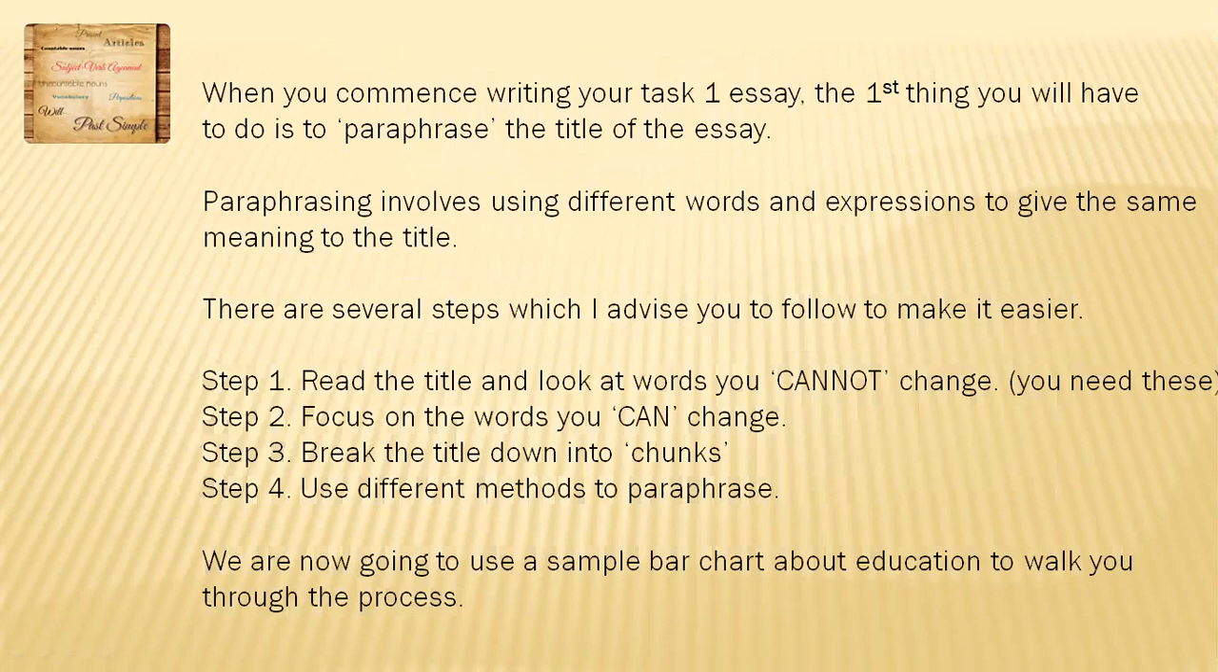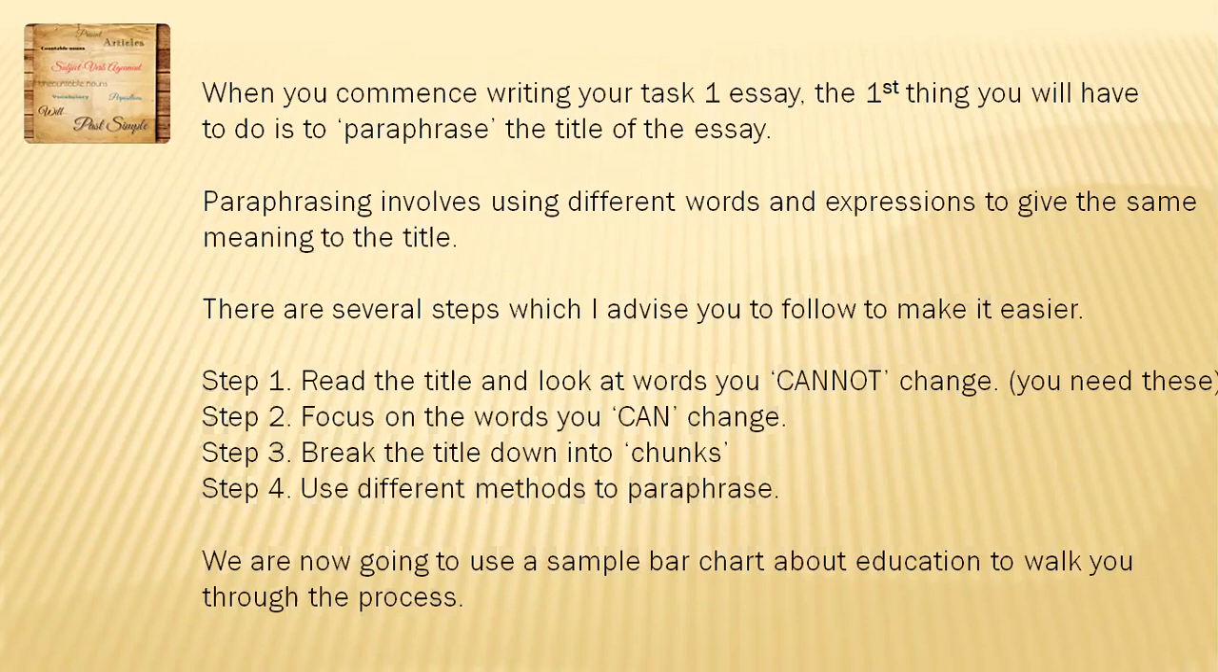Okay, so when you commence writing your Task 1 essay, the first thing you will have to do is paraphrase the title of the essay. So this is after your planning, not right away. First, you have to decide everything you're going to write in your planning. But when you actually pick up your pen to start writing the essay, this is the first thing you're going to do. So paraphrasing involves using different words and expressions to give the same meaning. So you're changing the vocabulary and the grammar and other aspects, but you're not changing the meaning of the title.